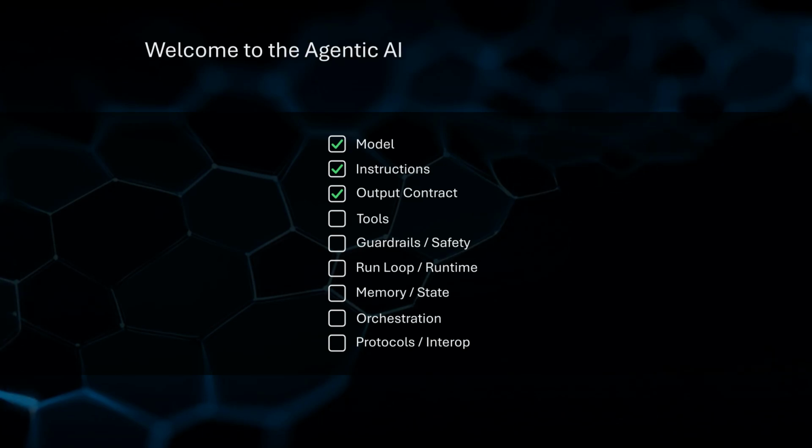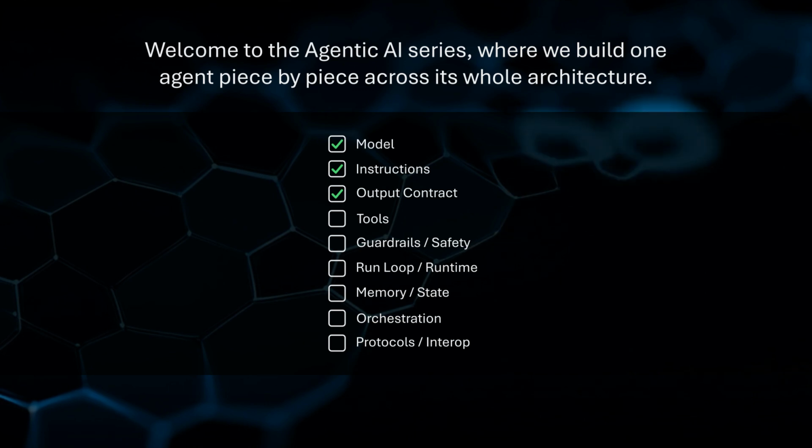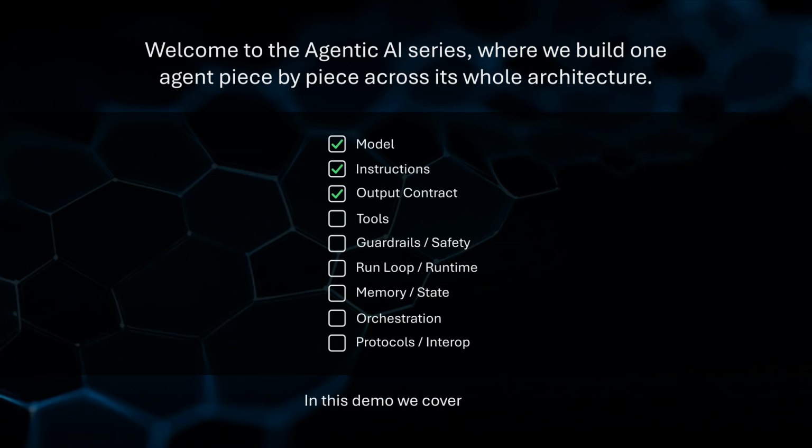Welcome to the Agentic AI series, where we build one agent piece by piece across its whole architecture. In this demo we cover tools. So far the agent can only think and talk. Tools are what let it act.